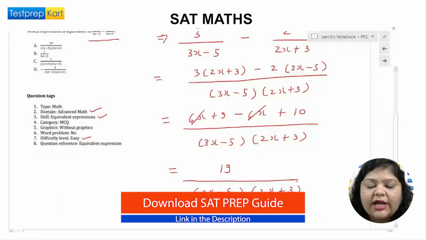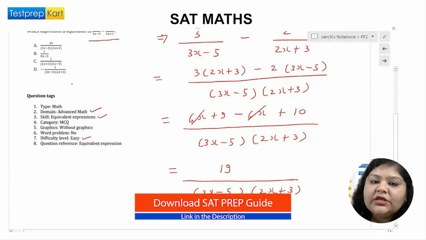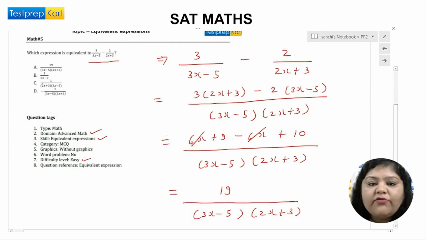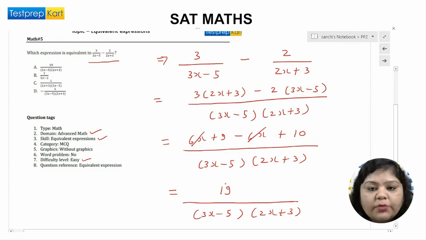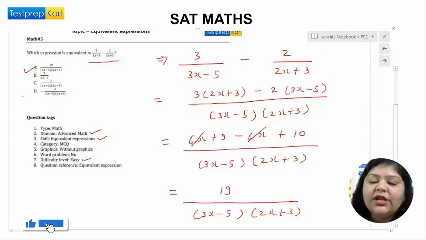So just that much you need to do, because just have a look at the options. At the denominator part, they have not simplified these two factors. They have left them as they are, so of course we are also not going to simplify them further. So is there any option which is looking like 19 upon 3x minus 5 into 2x plus 3? My option is looking like at the numerator the constant is 19. That is why the correct answer should be option A.